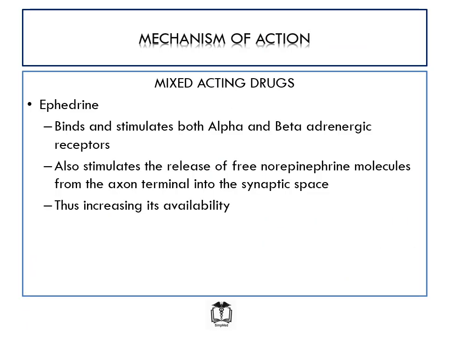Finally, we have the mixed acting drugs. Mixed acting drugs, particularly ephedrine, tend to work by acting on both alpha and beta receptors alongside being a neuronal releaser itself. So it acts as a neuronal releaser on the side, but its main action is on the receptor. So it's both direct acting and indirect acting at the same time. Hence the reason why we call it a mixed acting drug.